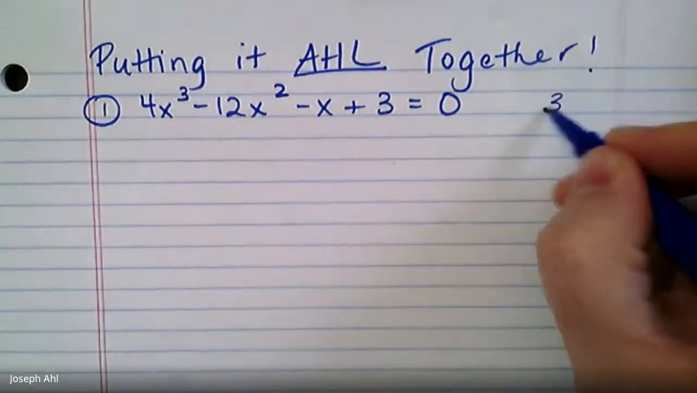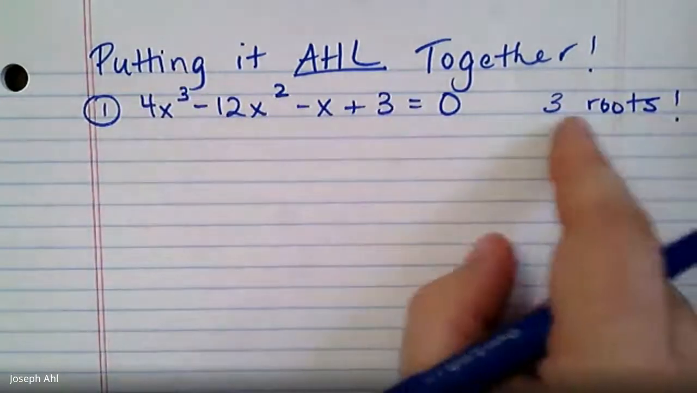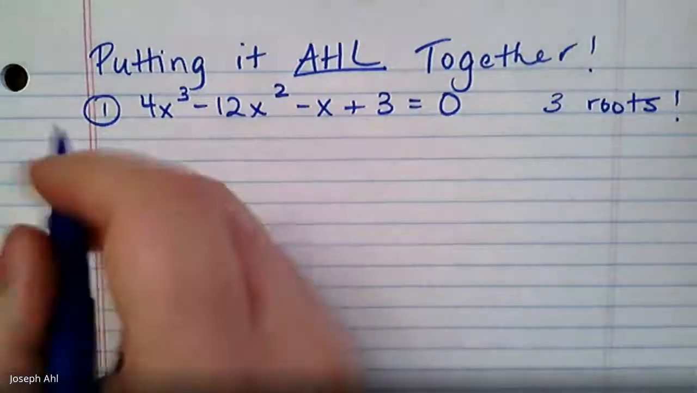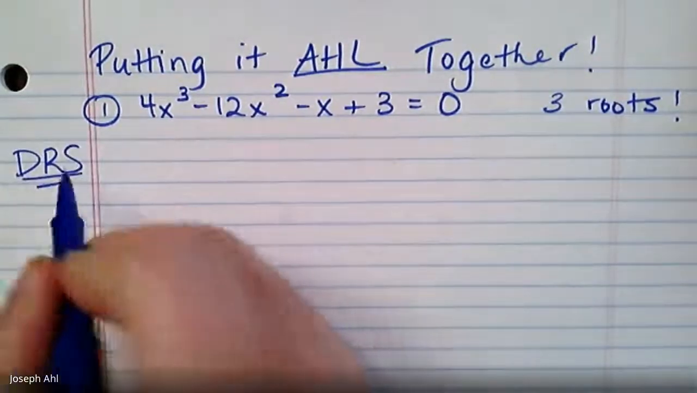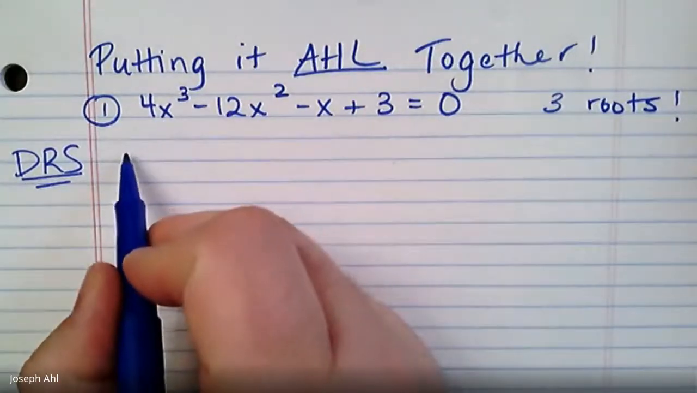First of all, what do I know about this? It has 3 roots. A cubic polynomial has 3 roots. So I'm going to be expecting to find 3 answers in the end. I'm going to start with DRS, Descartes' rule of signs, to see what types of roots we would expect as far as positives and negatives go.